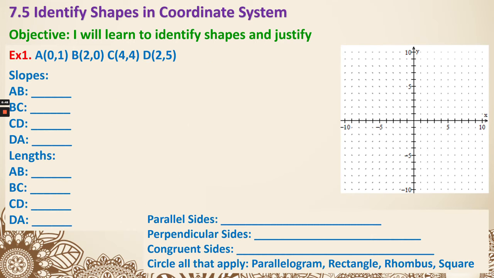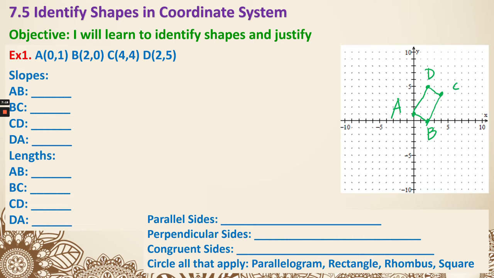First example, the points are given. Let's have a look. Point A is 0, 1. So typically when we draw a point, we're also going to need to label the letter next to it. That's our point A. Point B is 2, 0. Point C is 4, 4. And point D is 2, 5. Then of course we're going to connect them A to B, B to C, C to D, and D back to A.